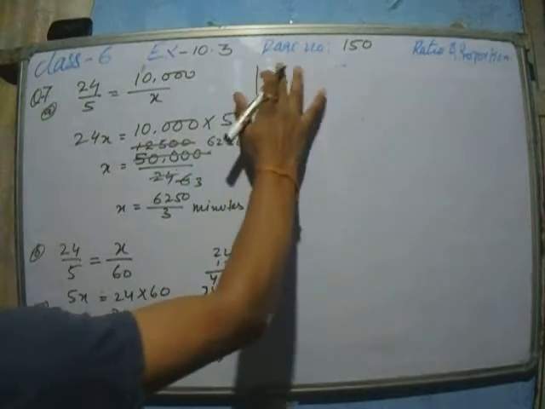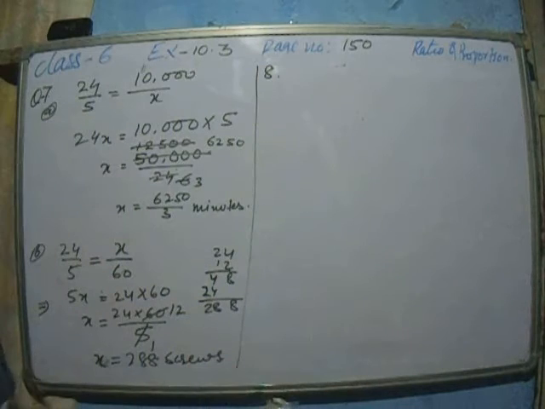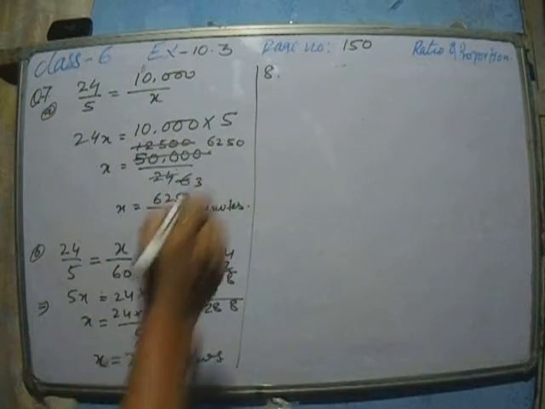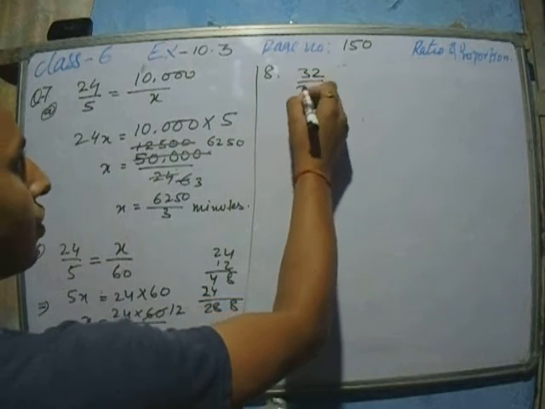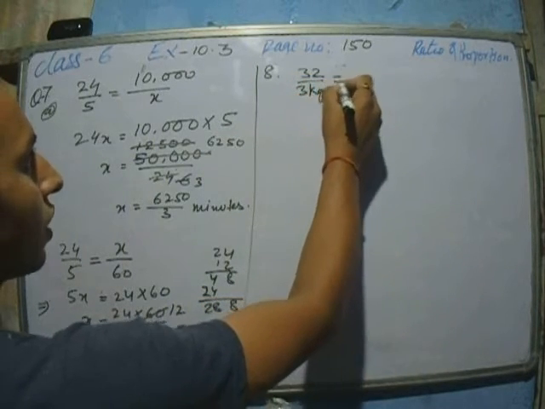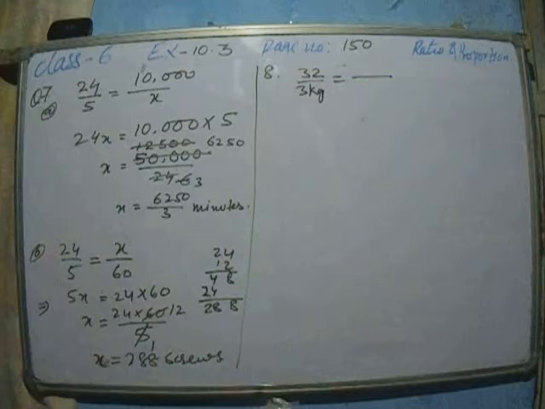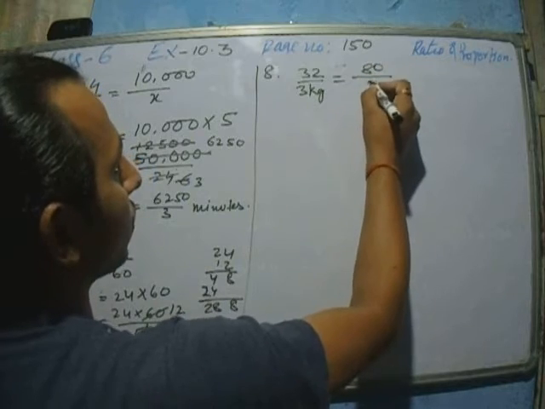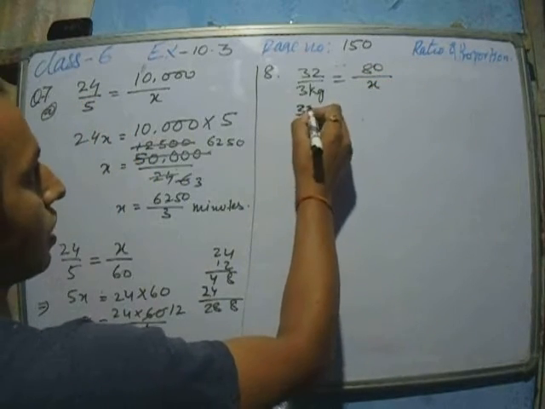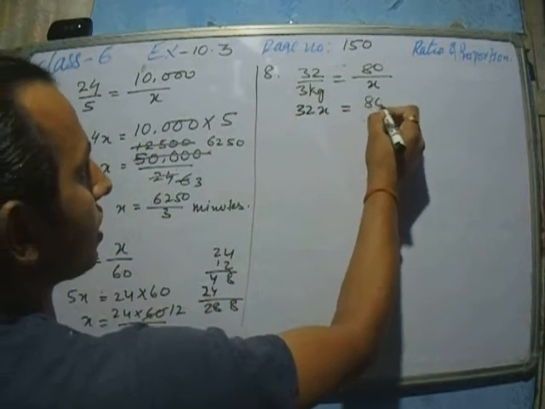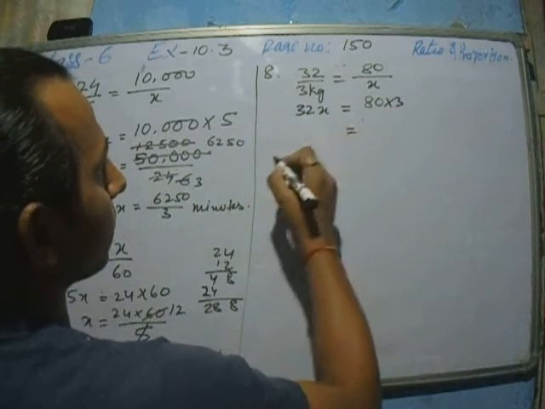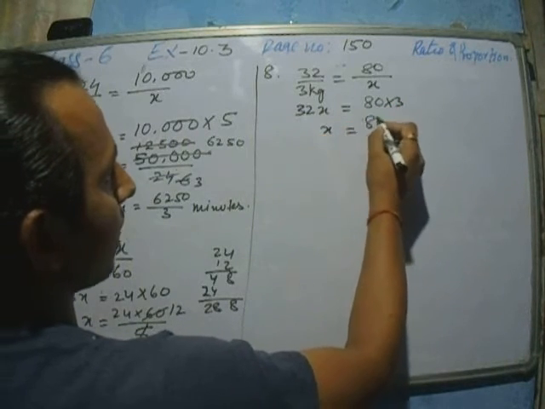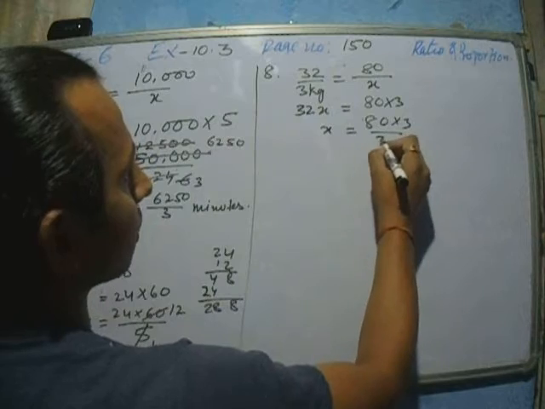Now we are going to do question 8. So question 8 is said here, the weight of 32 magazines is 3 kg. 32 magazines, 3 kg. Then here 80 magazines. Okay, 80 magazines. We don't know the weight. So here 32x is equal to 80 into 3. Okay. Then x is equal to 80 into 3 by 32.